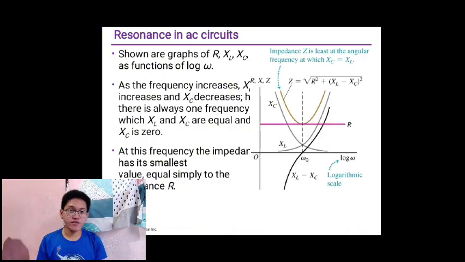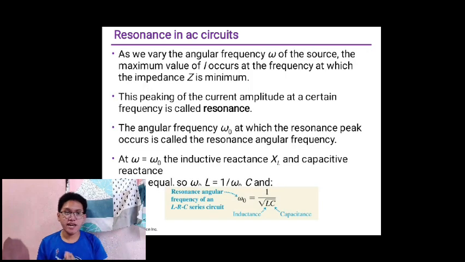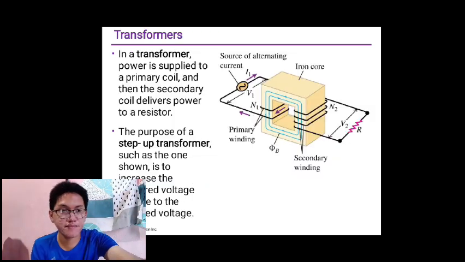And also for resonance in an AC circuit, XL is equal to XC, in which XL is for the inductance and XC is for the capacitance.